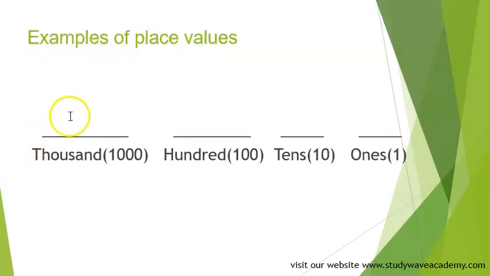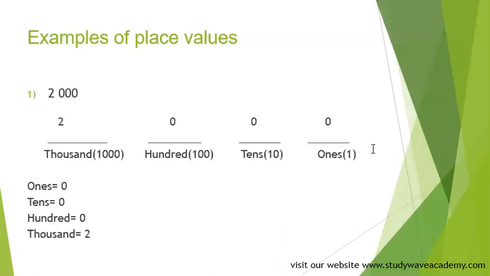Here we have the thousands, hundreds, tens, and ones. So we'll know where to place the number thousands, where to place the number hundreds, where to place the number tens, and where to place the number ones. Okay? We're going to be looking at some examples to know how to place numbers according to their values.